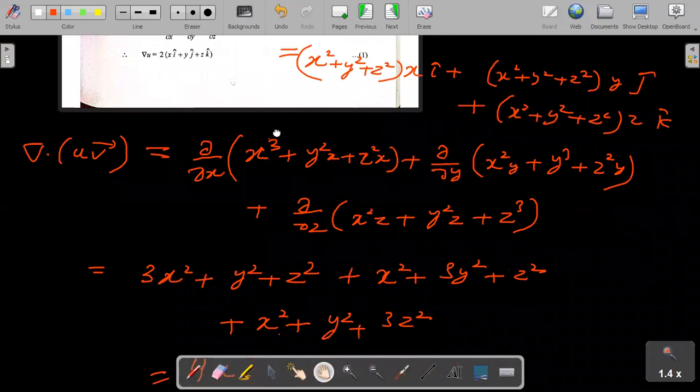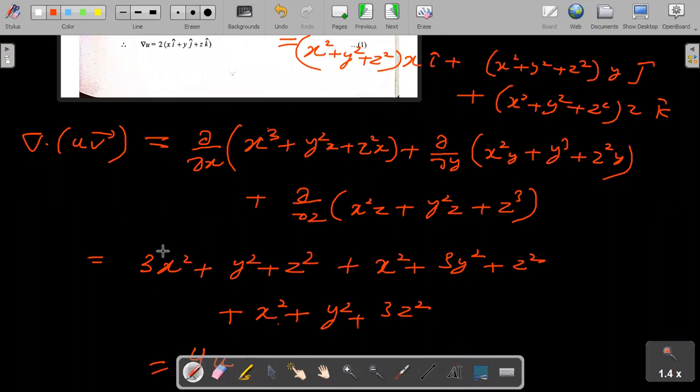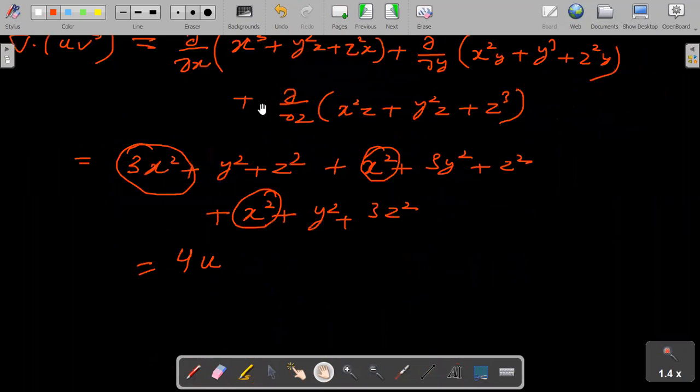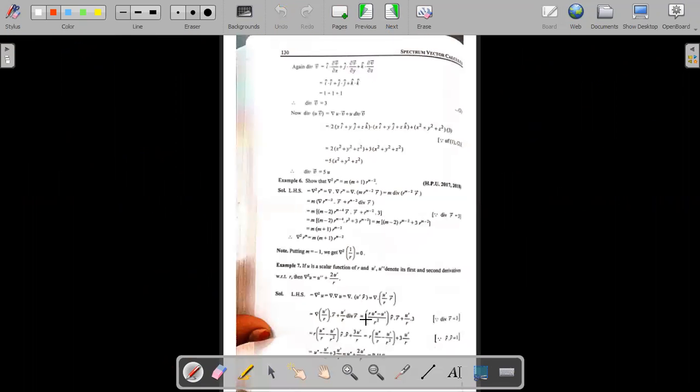4u, 5u. Why 5u? Oh, 2 है. I'm sorry. This is 3x². This is 1 more x². Is it fine? The total 5 हो गए. बेटा clear है? Yes, ma'am. तो 5x² हो गए, 5y² हो गए, 5z² हो गए. So 5 is common. So x² plus y² plus z² is nothing but your u, right? So this way.